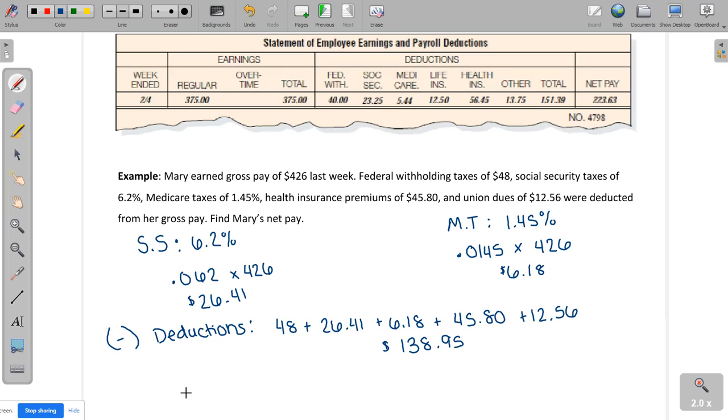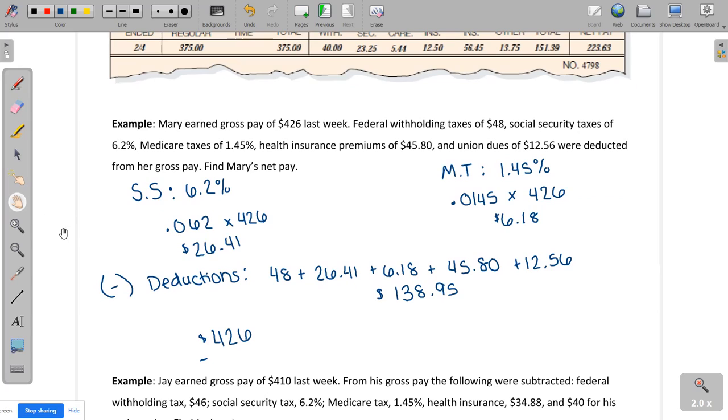So we take our gross pay amount, $426, and subtract out our deductions, which is $138.95. And when we subtract that out, we get our total for net pay of $287.05. So this amount here is what's being pocketed into your pocket. So that's your true pay that's going into your bank.